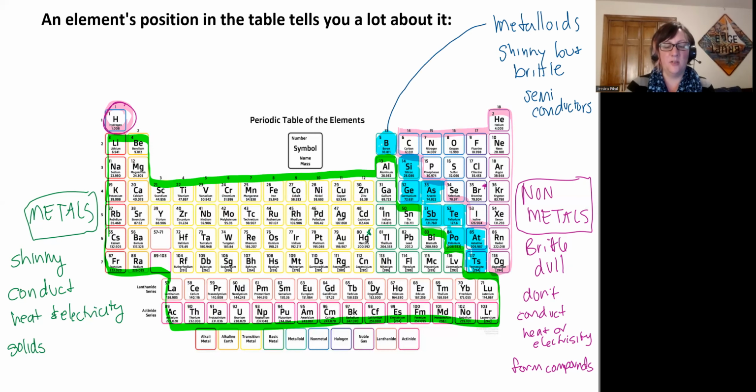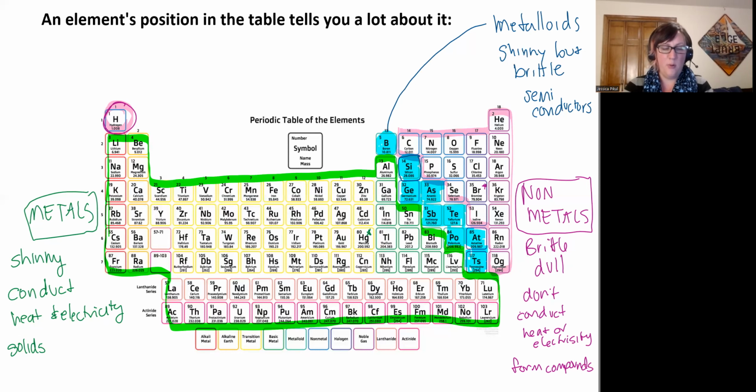So thinking about semiconductors, like silicon is right here, and silicon is a metalloid, so it kind of has these properties that make it well suited to that role. Right. So just where something is on the periodic table will tell you if it is a metal, non-metal, or metalloid. Now we're going to look at the information that we get from the different groups.